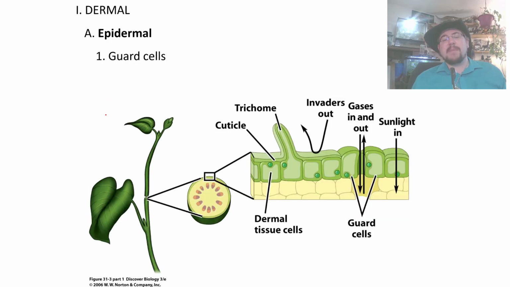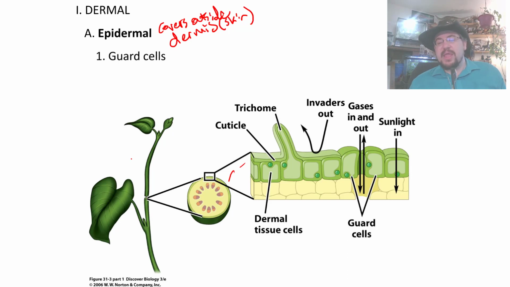First off is the epidermal tissue, right? It covers the outside of the plant. It makes up the dermis, the skin of the plant. Epithelial cells cover the outside of the plant. Most of them lack photosynthetic pigments.